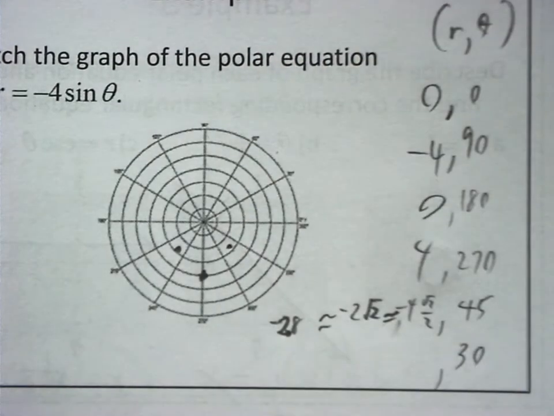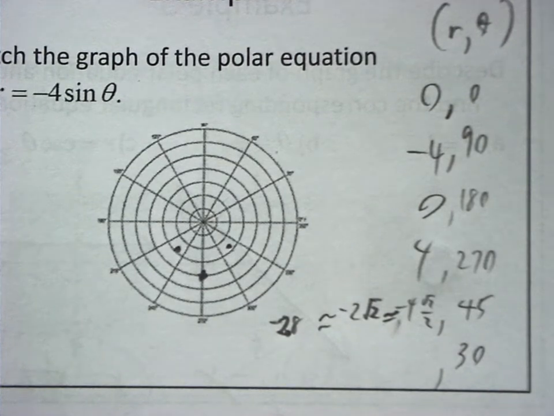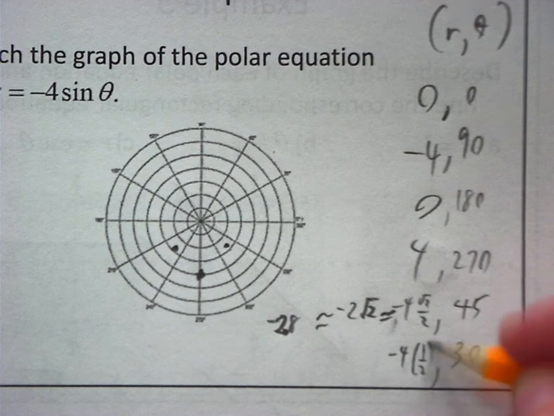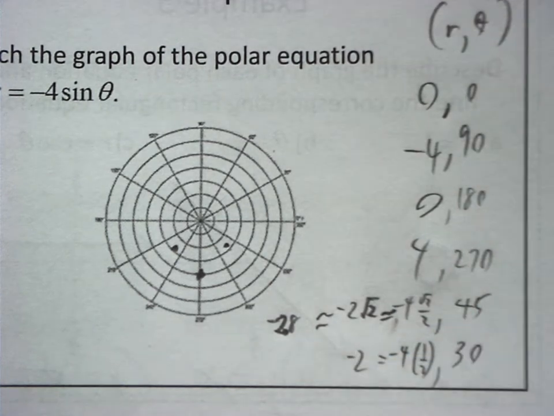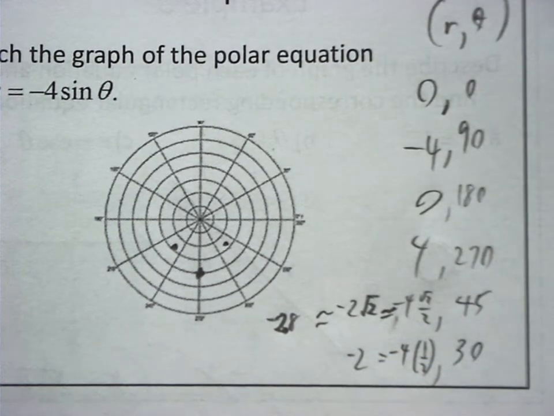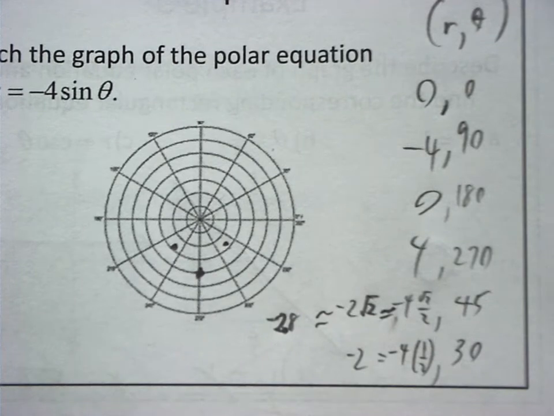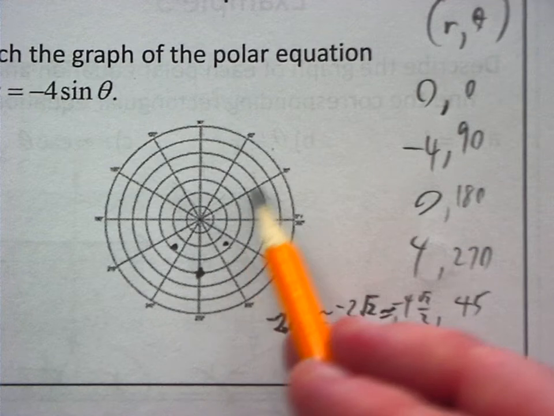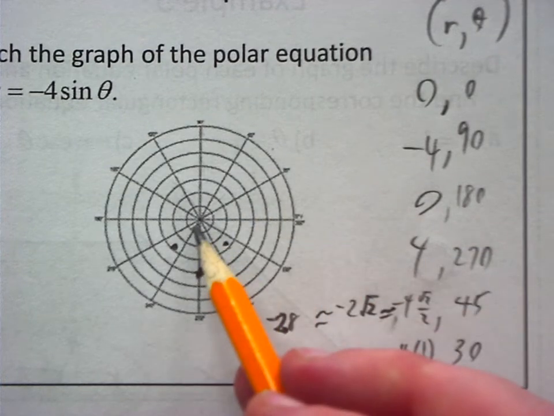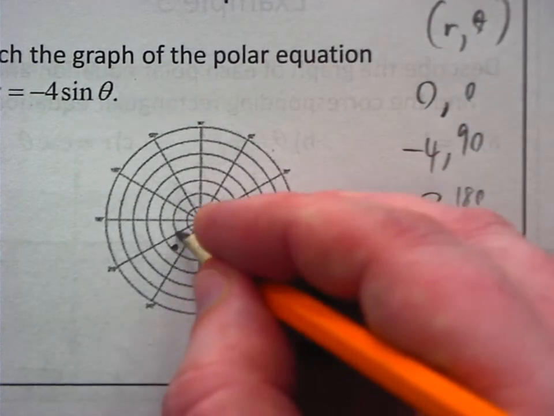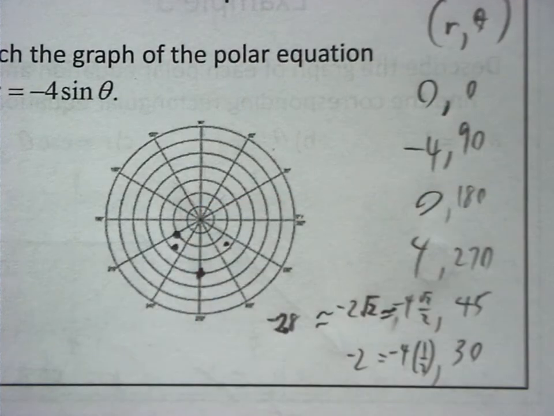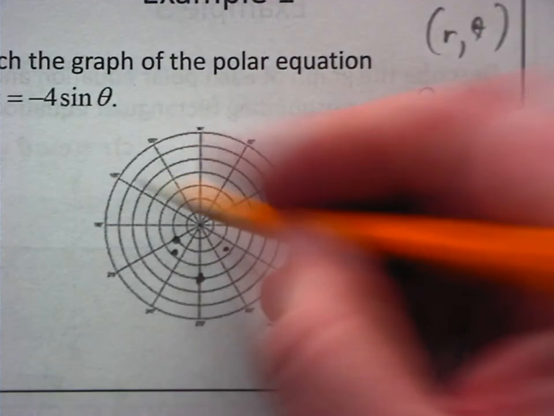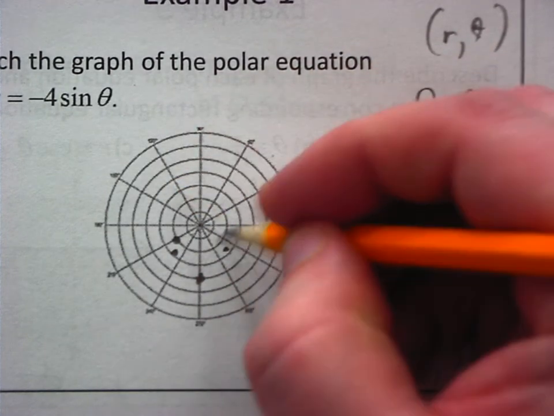What about for 30 degrees? What's sine of 30? Half. So I have -4 times 1/2, in other words, -2. So where's that going to be? Yeah, 30 degrees would be right here. So I'm going to go the other way out 2. So that's going to be right here. So then what if I did 150 degrees? Yeah, it's going to be a reflection over that vertical axis.